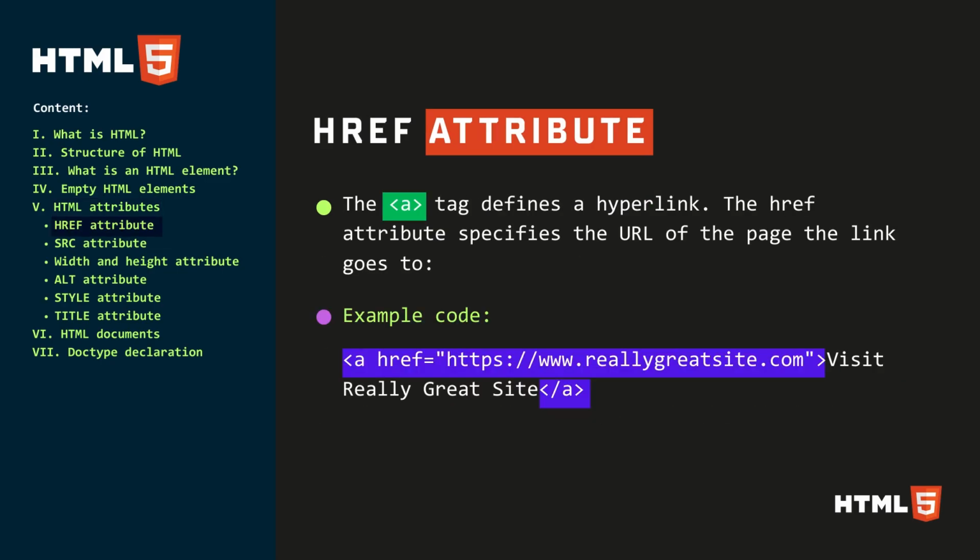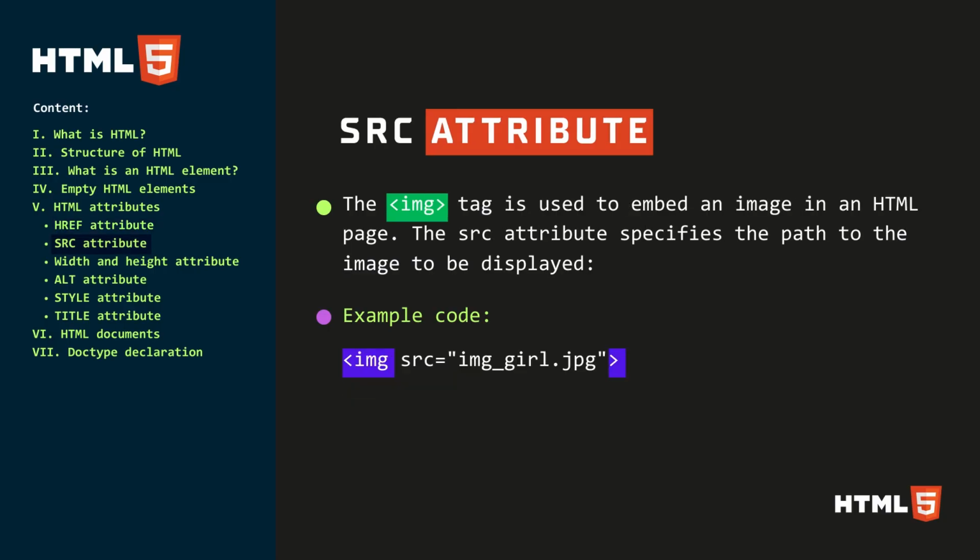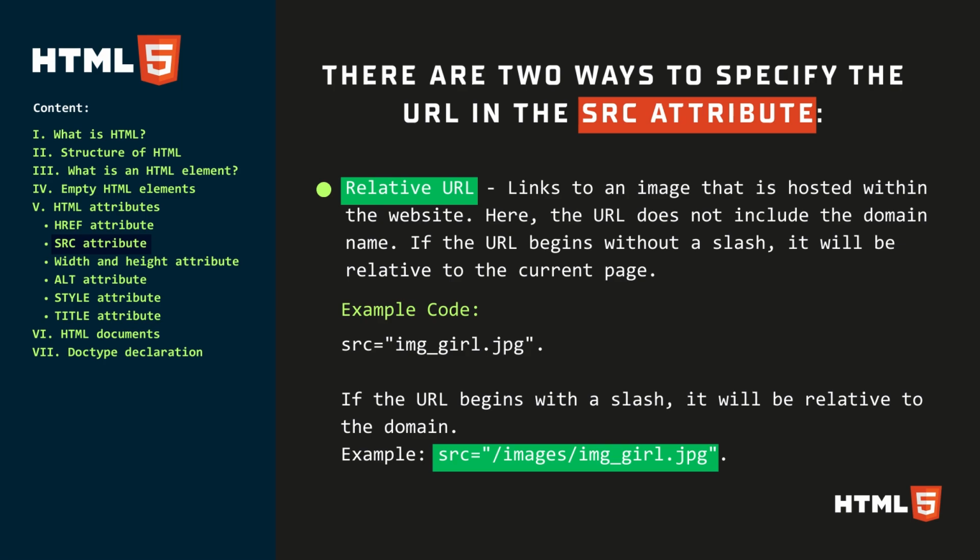The href attribute. The <a> tag defines a hyperlink. The href attribute specifies the URL of the page the link goes to. Example code. The src attribute. The <img> tag is used to embed an image in an HTML page. The src attribute specifies the path to the image to be displayed. Example code.